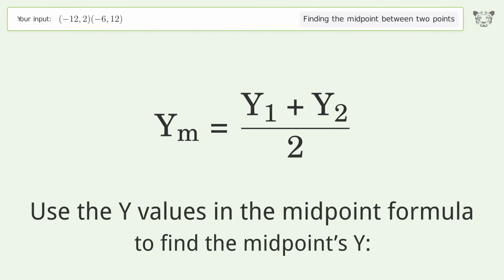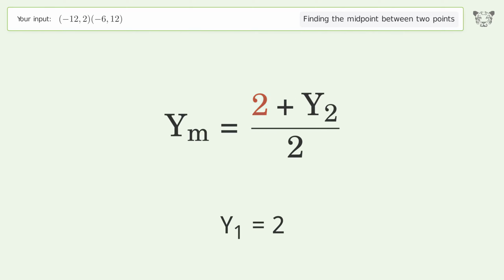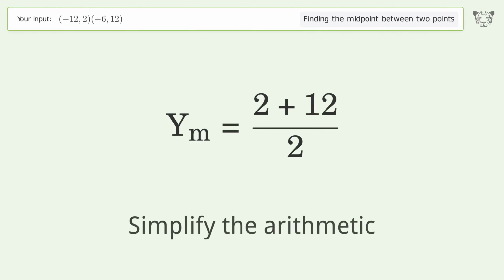Use the y values in the midpoint formula to find the midpoint's y. y1 equals 2. y2 equals 12. Simplify the arithmetic.